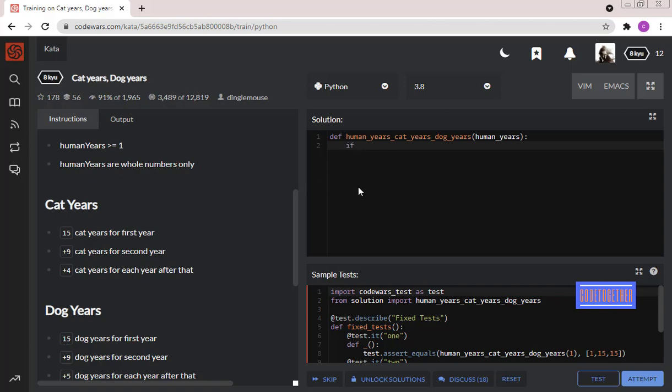So just write it. If human years equal to 1, then return human years, which is 1, cat years, which is 15, and dog years, which is 15. And if human years is equal to 2, the second year, we just return human years is 2, cat years is for the first year 15 cat years, and the second year 9 cat years.